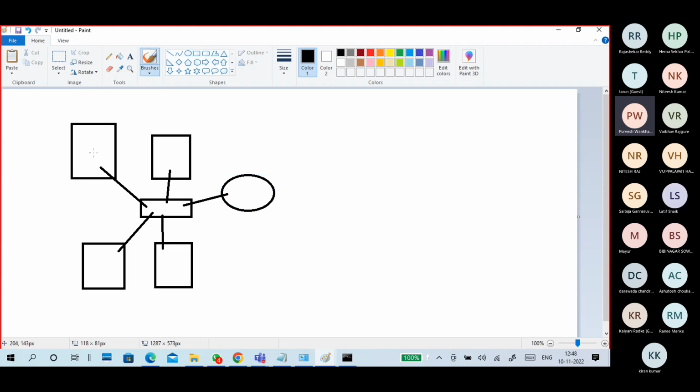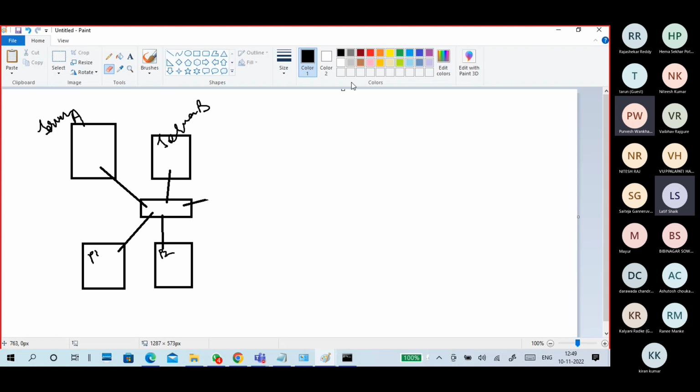This is my server A. So PC1, PC2, maybe another server B. Okay, I want to access from PC1 to server A.